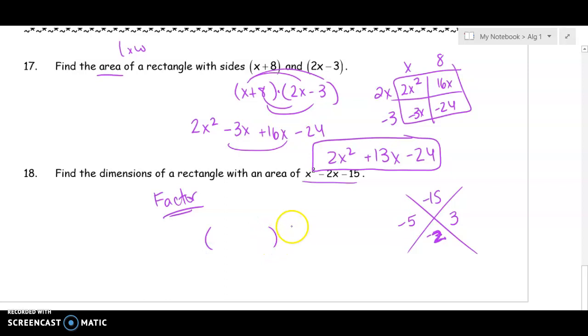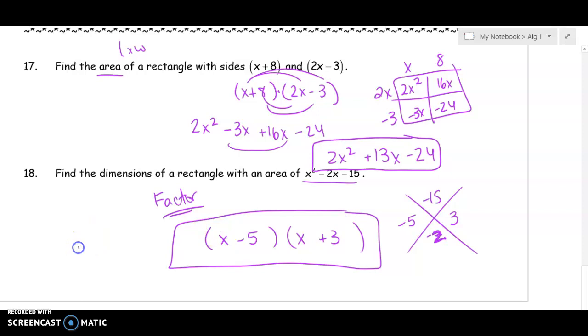Since it's a factoring problem, you use your two sets of parentheses. X goes at the front of both. Negative 5 means minus 5. Positive 3 means plus 3. All right, so that's kind of the difference between the two.